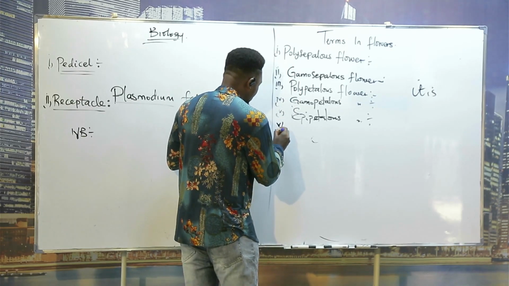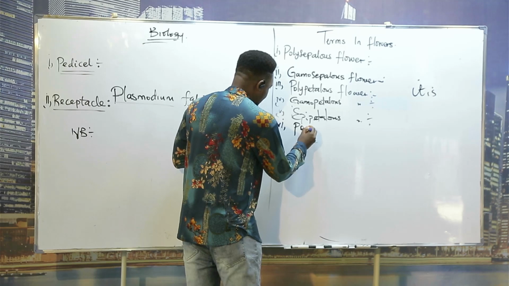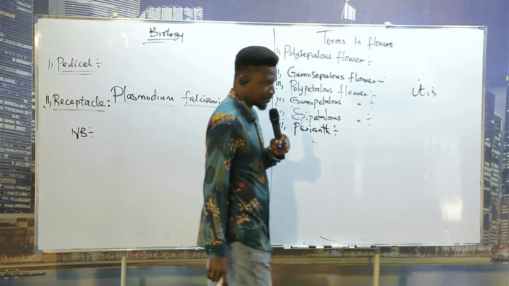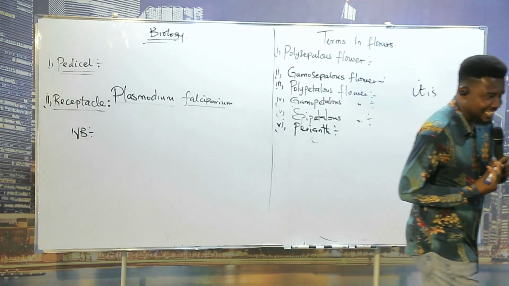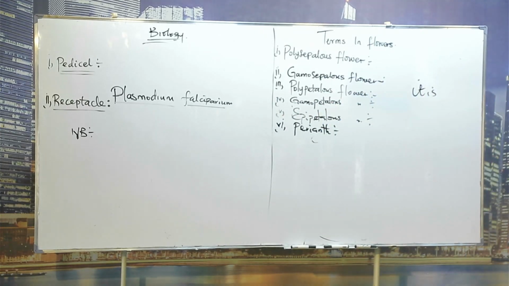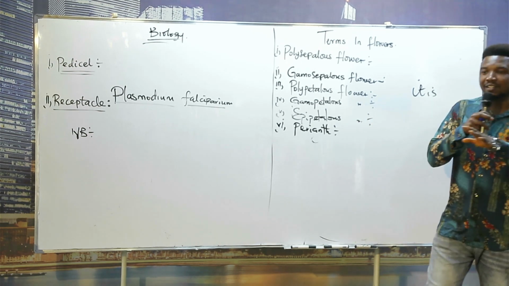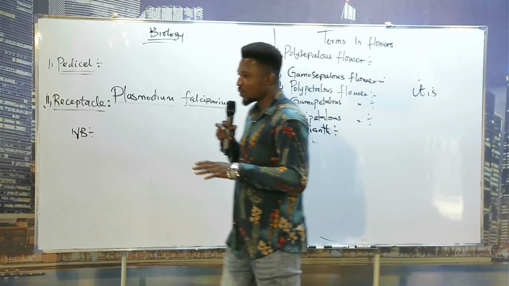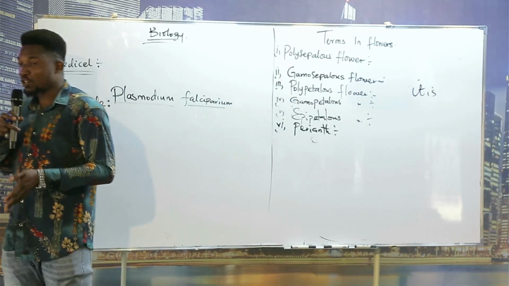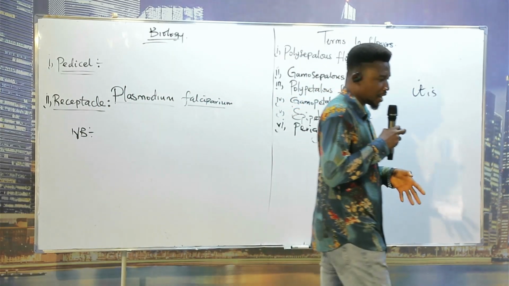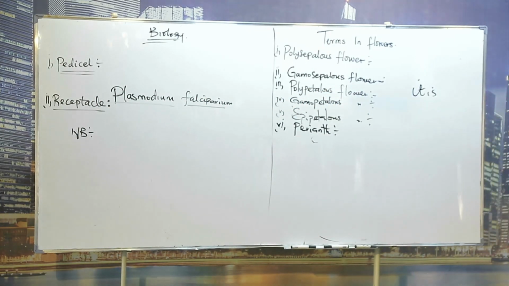We go over to number 6, which is the perianth. Have you heard of perianth? You've heard it. Okay, now are we done with epipetalous flower? I said it is a type of flower where the filament is fused with the petals. So let's go into perianth.